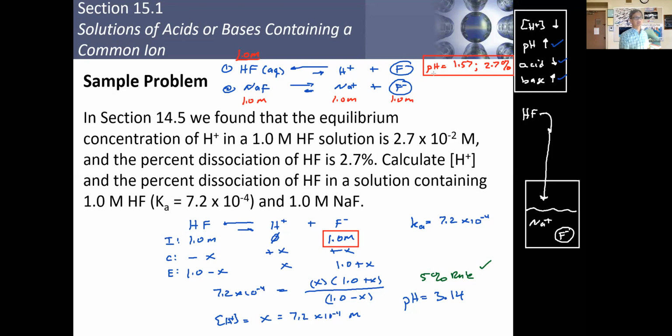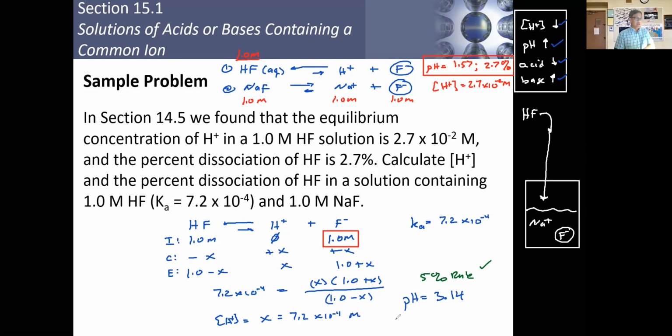And you can go ahead and calculate the hydrogen ion concentration. Actually, I'll give it to you. We did this back in chapter 14. The hydrogen ion concentration for this original solution was 2.7 times 10 to the minus 2 molar. And if you notice here, the pH went up, the hydrogen ion concentration went down. We went from 10 to the minus 2 to 10 to the minus 4. Again, exactly what we expected, applying Le Chatelier's principle. And that part also holds true.